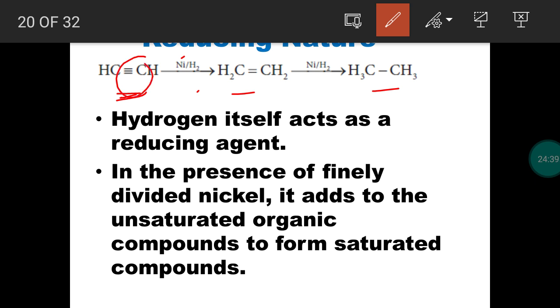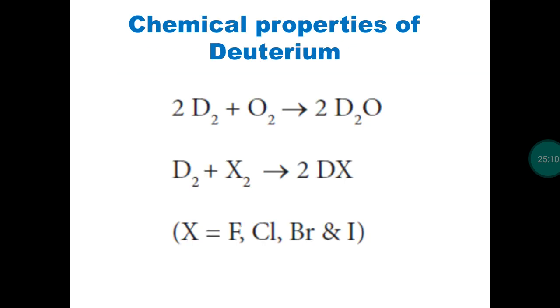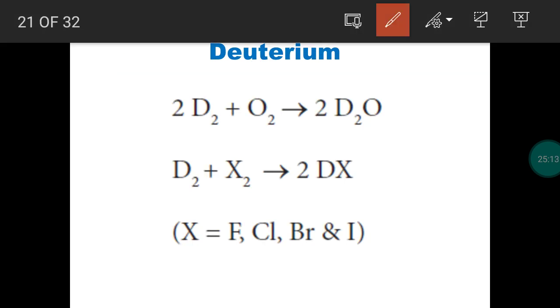Compound with a triple bond, alkynes. Compound with a double bond, alkenes. Compound with only single bonds, alkanes, as we studied in 10th. So hydrogen reacts with unsaturated compounds in the presence of finely divided nickel. It converts unsaturated compounds into saturated compounds. Alkyne and alkene are unsaturated compounds. They are converted into saturated hydrocarbons. So with this, the chemical properties of the H2 molecule, hydrogen molecule, are over.